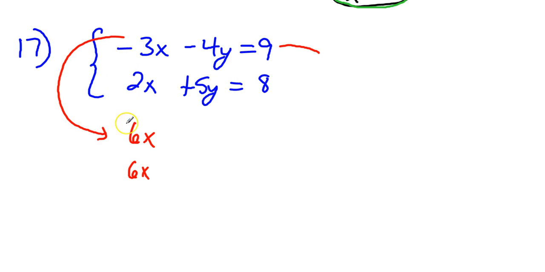Now, since this one's negative and this one's positive, let's keep it the same way. To get from negative 3 to 6, what do we have to multiply by? Multiply by 2, right? So let's take this entire equation and multiply by 2. So 2 times negative 3 is negative 6. 2 times negative 4 is negative 8. And then 2 times 9 is 18.